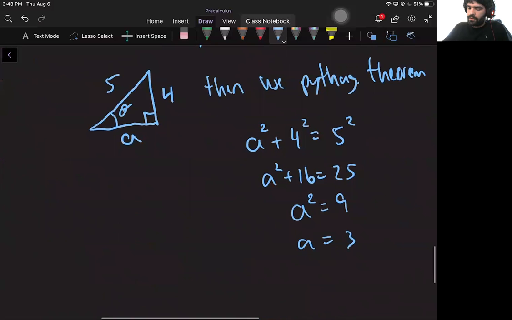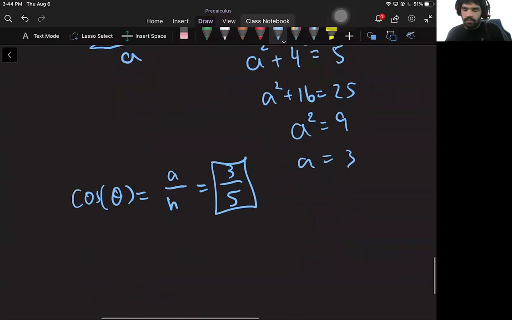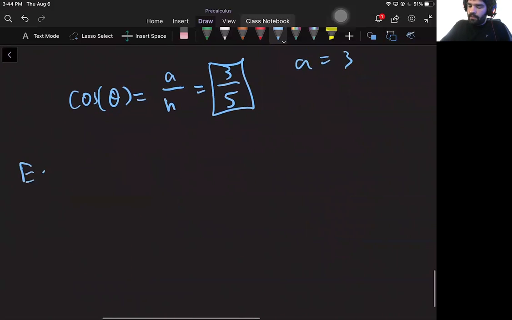Well, what is cosine on a triangle? Cosine on a triangle is the adjacent side over the hypotenuse side. So in this situation, it's 3/5. Okay, so that's it for that problem. There's lots of very similar types of problems. So let's do one more like that.